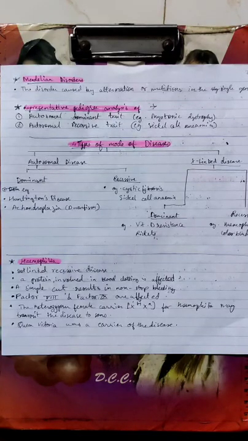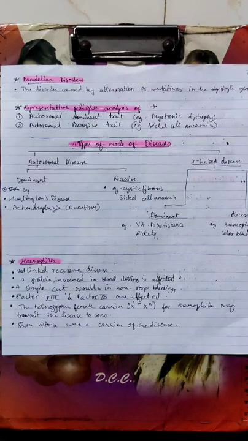The representative pedigree analysis of an autosomal dominant trait, example myotonic dystrophy, and an autosomal recessive trait, example sickle cell anemia. The four types of mode of diseases are autosomal disease, in that we have dominant and recessive, and X-linked diseases, in that we have dominant and recessive.